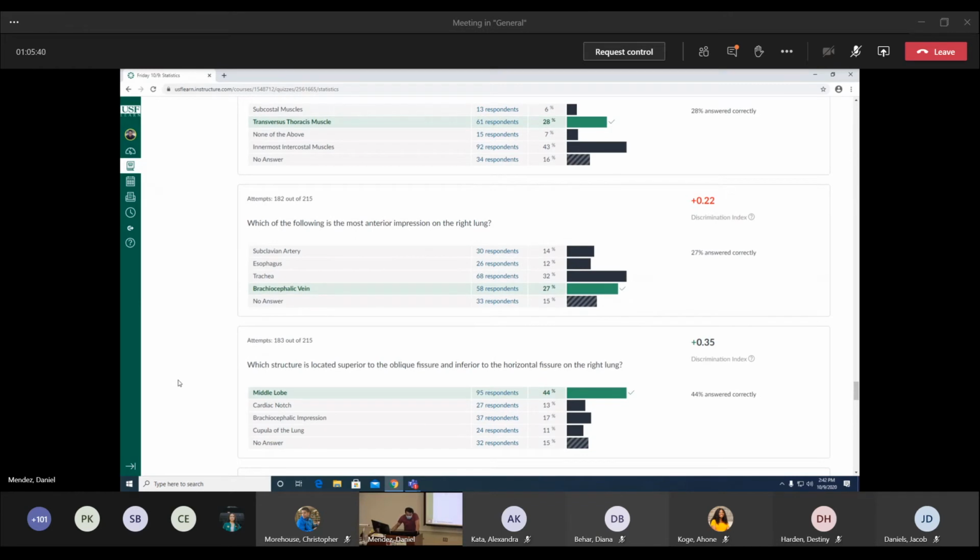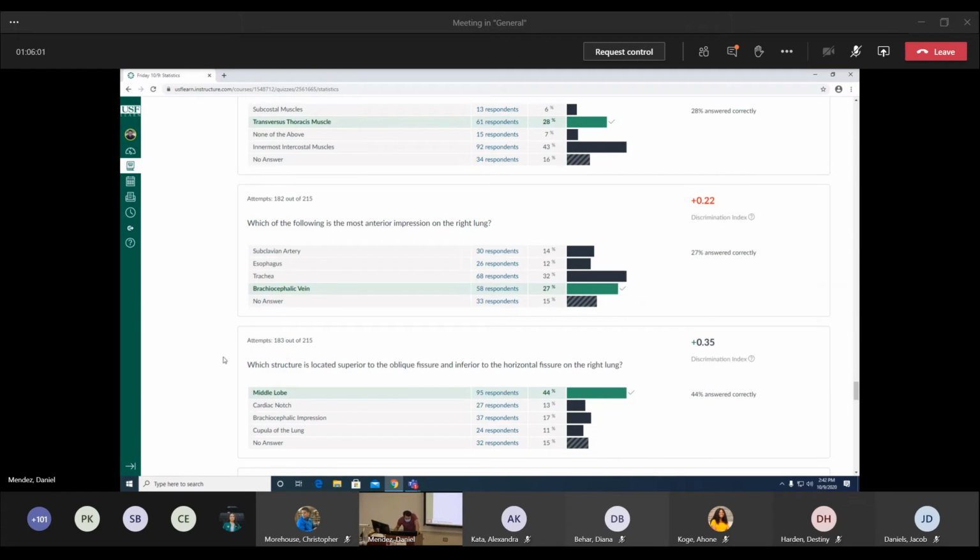Okay. So which structure is located superior to the oblique fissure and inferior to the horizontal fissure on the right lung? That's just a fancy way of asking what's in between those two fissures. And that's going to be the middle lobe. We have the cardiac notch, which would be on the left lung. Brachiocephalic, we talked about already, and the cupula of the lung is just the top portion of the lung. That can actually go over the first rib.